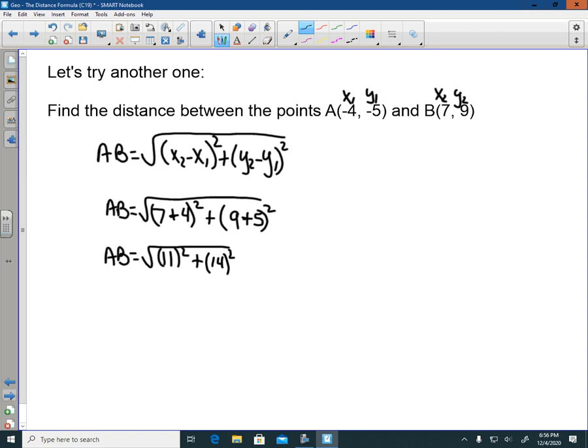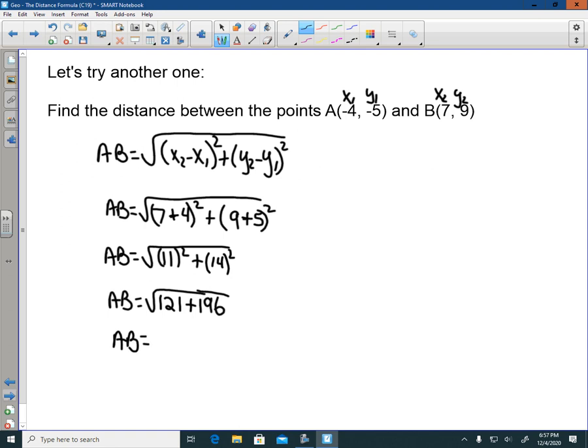Square it. Again, these parentheses aren't super useful right now because there are no negative numbers to make mistakes with, but I leave the parentheses until I do the squaring so that I don't make mistakes. It's all about developing some consistency. Then the length of AB is going to be the square root of whatever 11 squared is. That's 121, actually. I knew that one. Plus whatever 14 squared is. 14 squared is 196.